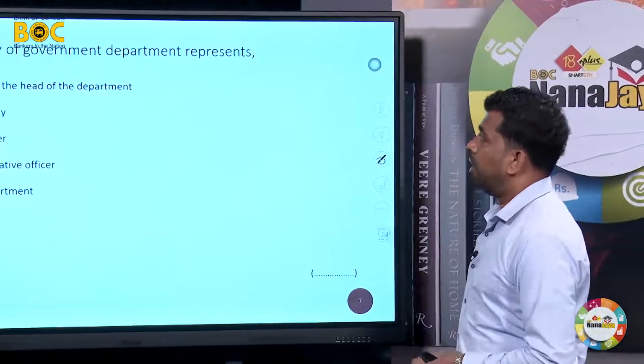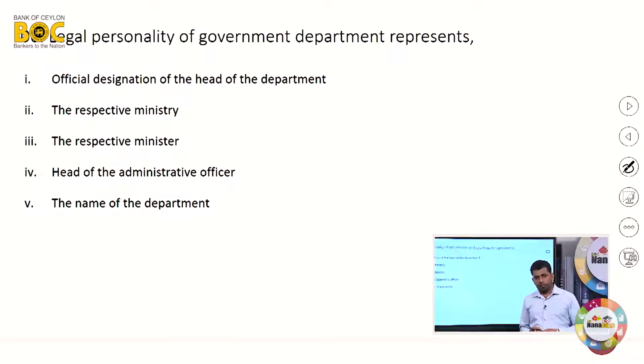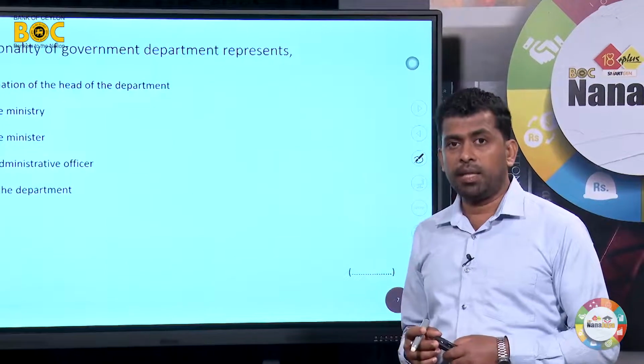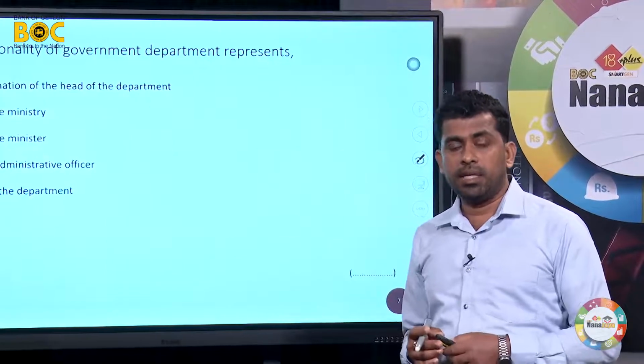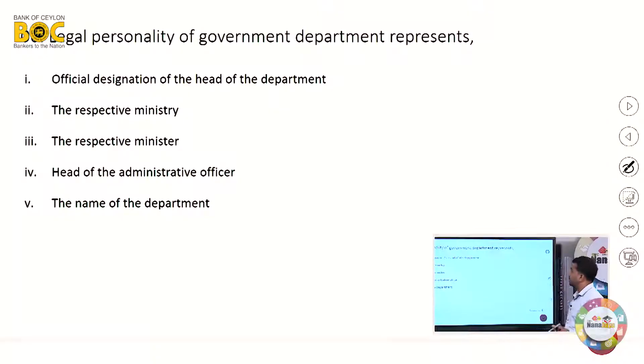Question number 6. Legal personality of government department represent. We know there is no legal personality for a government department. We can't sue and we can't file a case against the name of a particular department. That should be done by the official designation of the head of the department. Official designation of the head of the department is the first option.